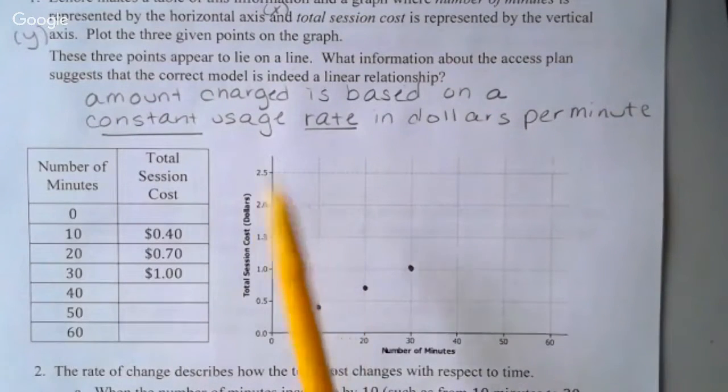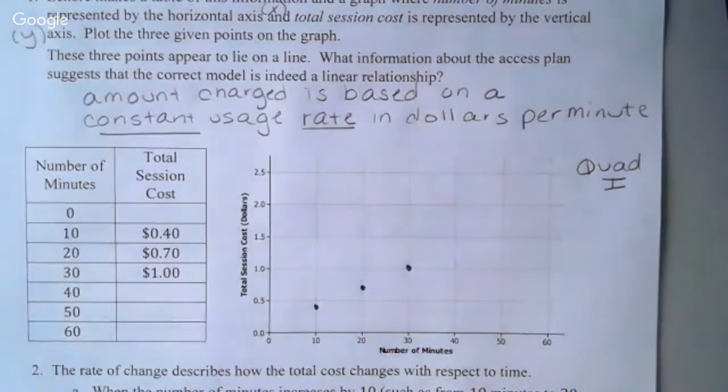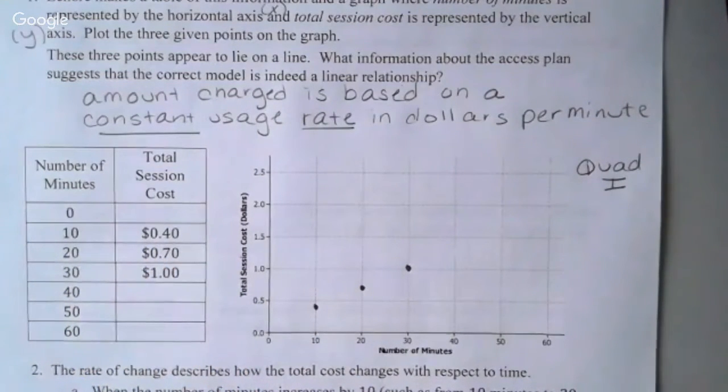Now, I hope you notice about the graph that we're only working in quadrant 1. And we're working in quadrant 1 because we're talking about number of minutes and total cost. Both of those things should be positive, so we only require using the first quadrant of the graph.